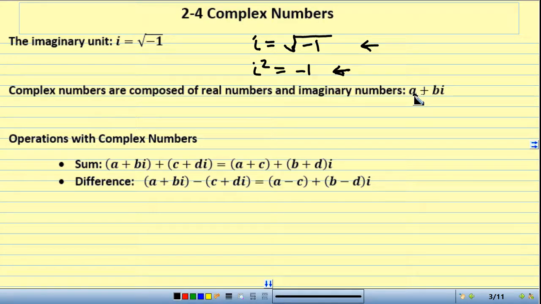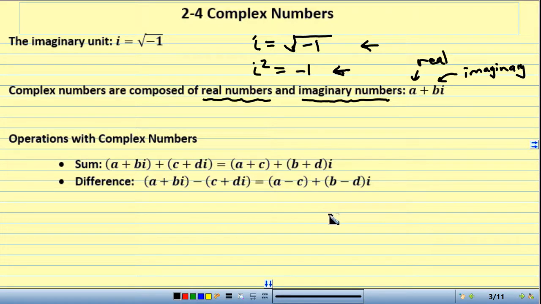So, complex numbers are composed of real numbers and imaginary numbers. So this right here is the real component, this a. The plus bi is imaginary. Imagination. And if you don't watch South Park, you wouldn't even know that.